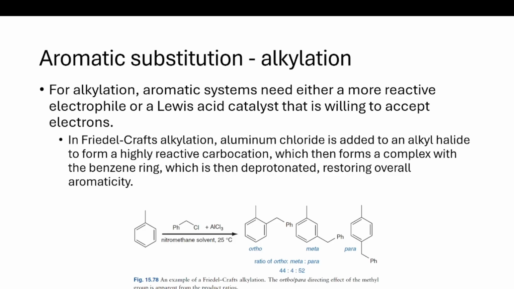And so in Friedel-Crafts alkylation, we take some sort of alkyl halide and we react it with aluminium chloride to form some sort of carbocation. And because this carbocation is, well, a Lewis acid pretty much, it's going to form a complex with this benzene ring, which is then deprotonated, which will then restore aromaticity, and boom, now you have an alkyl group substituted onto your benzene ring.